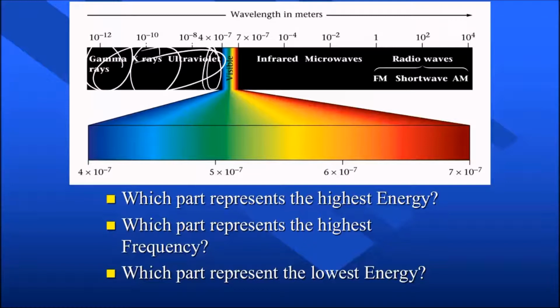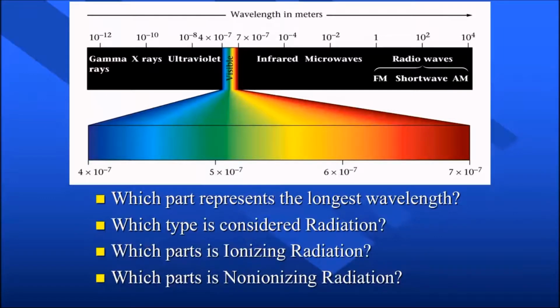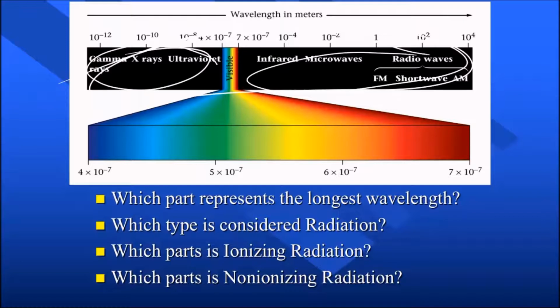Which part represents the highest frequency? Left or right? Which part represents the lowest energy? Which part represents the longest wavelength? Which type is considered radiation? Both. All of it is radiation. Electromagnetic radiation. Not all radiation is bad. Only some. Only when the frequencies get to be high enough.